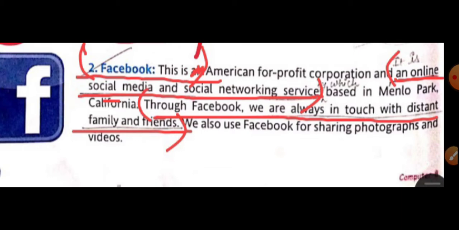Now see Facebook, give the heading, फिर उसके बाद लिखोगे this is. लिखने के बाद आगे देखिए मैंने क्या लिखा है, an online social media, ठीक है, तो आप लिखोगे: this is an online social media and social networking service, full stop, after service. In the same line you will continue: through Facebook we are always in touch with distant family and friends. जो भी रेड कलर से मार्क है same as it is. This is point number 2.